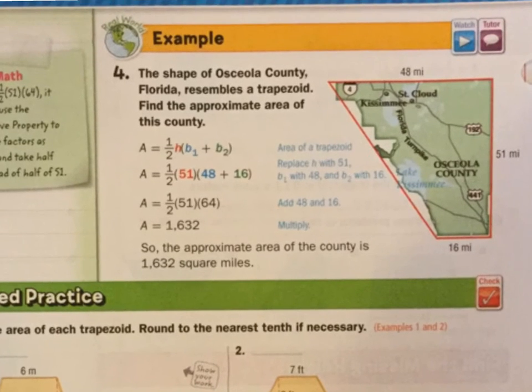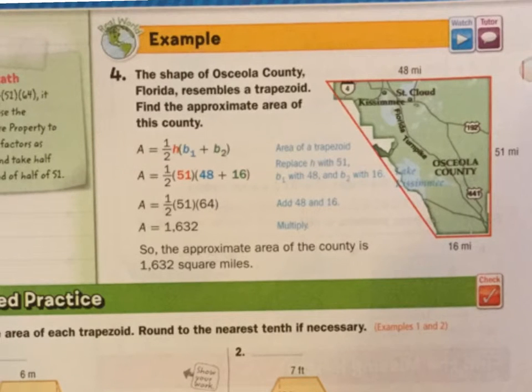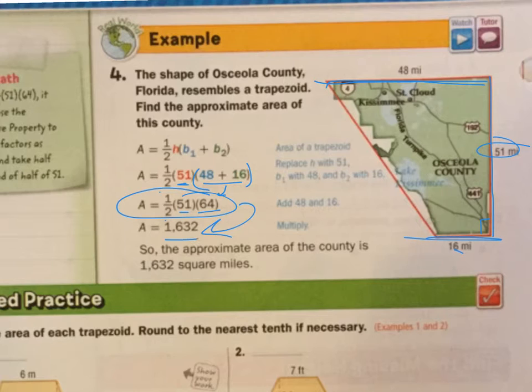Here's an example of a county in Florida. It kind of resembles a trapezoid. And so it wants you to find the approximate area based on this trapezoid. I have a parallel line here, and I have my height, which forms a right angle. So all I can do is put in the formula. So 1/2 times my height, which is 51, and then I add my two bases, 48 plus 16. Do the parentheses first. 1/2 times 51 times 64. I do all of that, and it gets me to 1,632 miles squared.